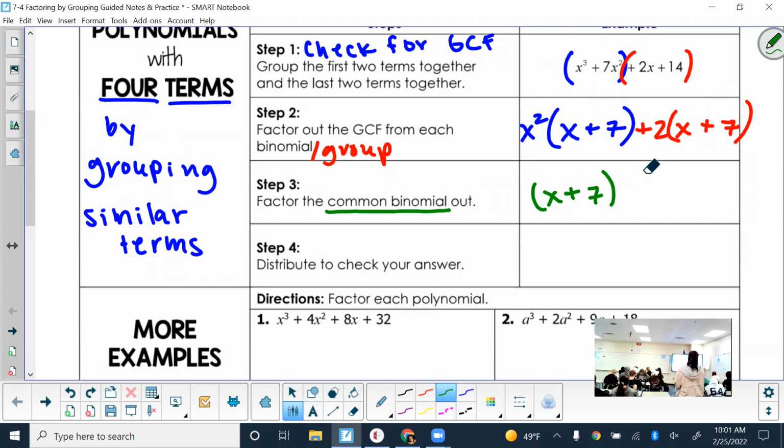The other part, and I don't want you to write this down for a second because I'm going to erase it, is what you get from factoring this out from each term. So meaning dividing it by x plus 7, and then this term by x plus 7. Again, I wouldn't write this down because it's kind of sloppy.